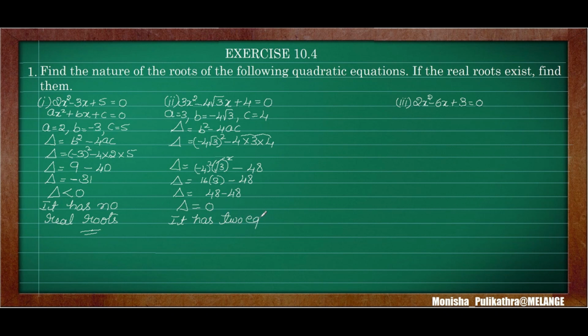The nature of the roots is said to be two equal roots or two double roots. Okay. So it has two equal roots is the nature of the roots. So if it has two equal roots, then it has a real root, two equal real roots. Okay. And in this case we need to apply the formula and find out the roots. That is minus b plus or minus square root of b square minus 4ac, whole divided by 2a.